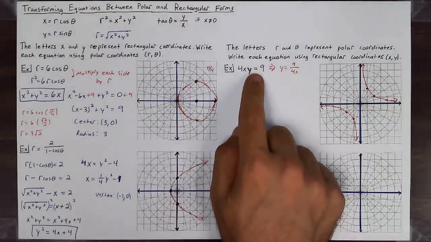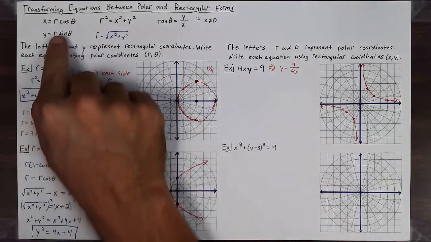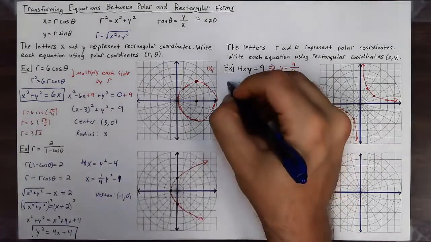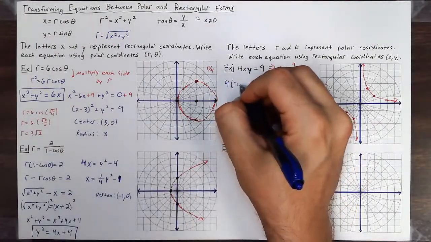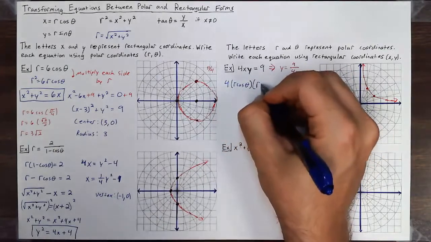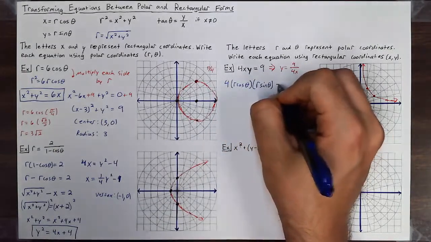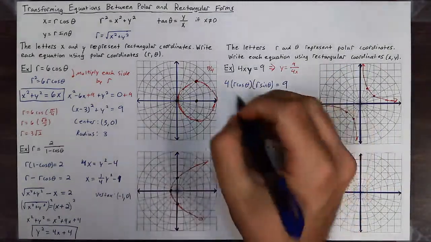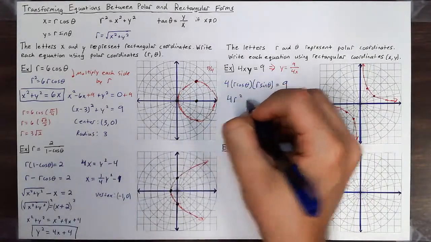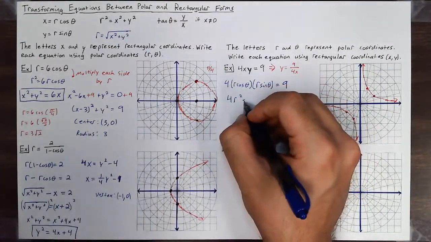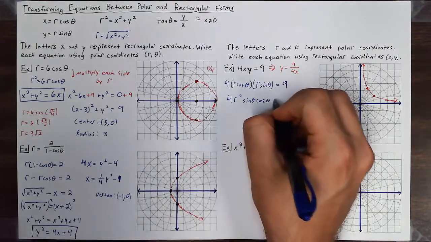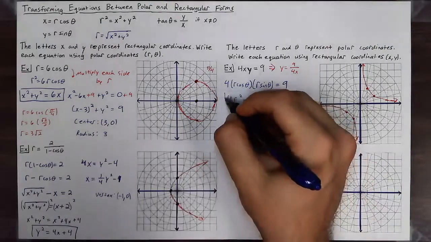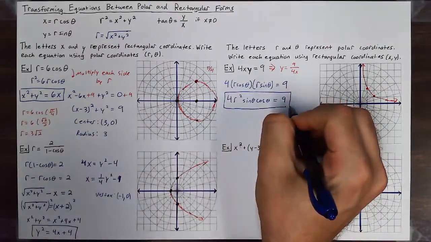So again, we have x and y, which I know are just r cosine theta and r sine theta. So I can actually just outright replace those. So I can write this as 4 times r cosine theta, and y as r sine theta, is equal to 9. From here, I can just multiply these together, giving me 4r squared sine of theta times cosine of theta is equal to 9. And this is a perfectly fine way to write your equation once you have it all written in.